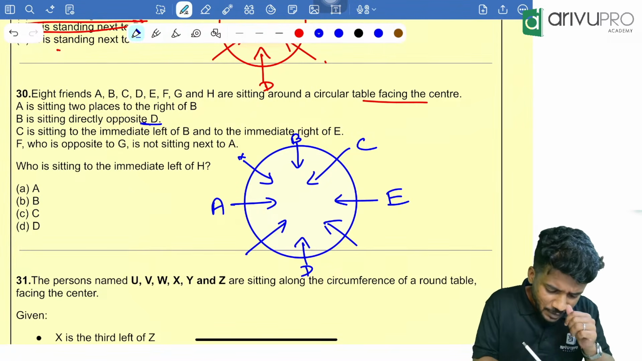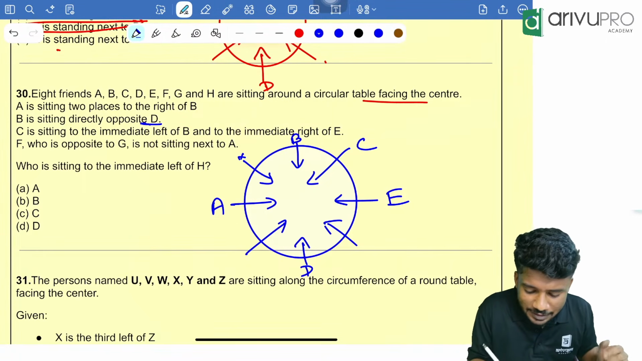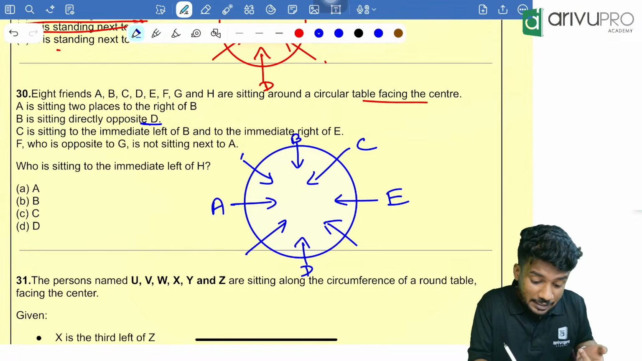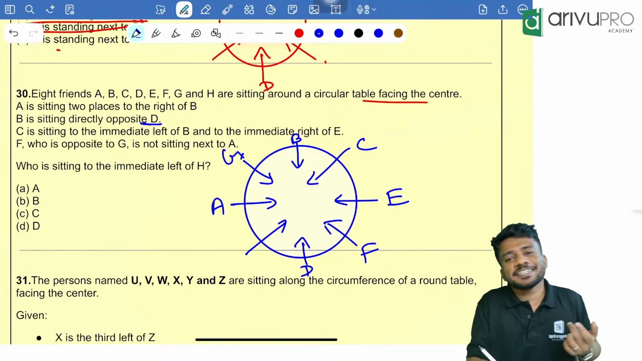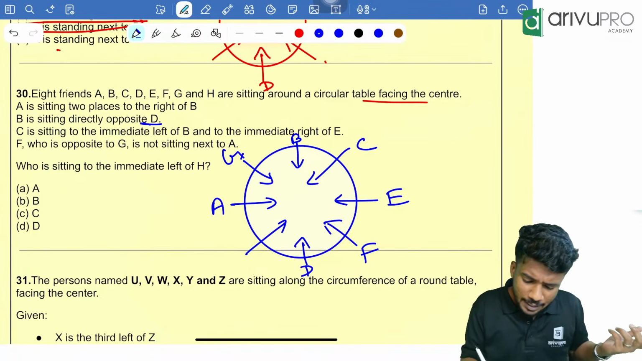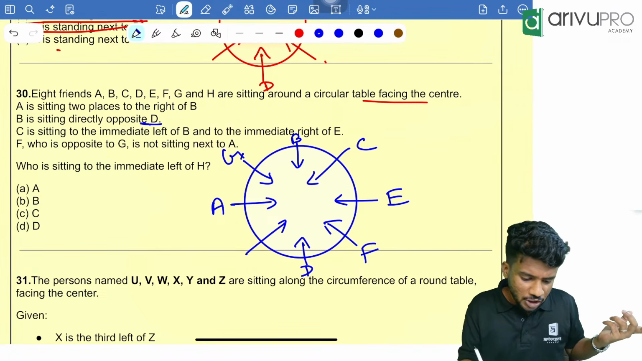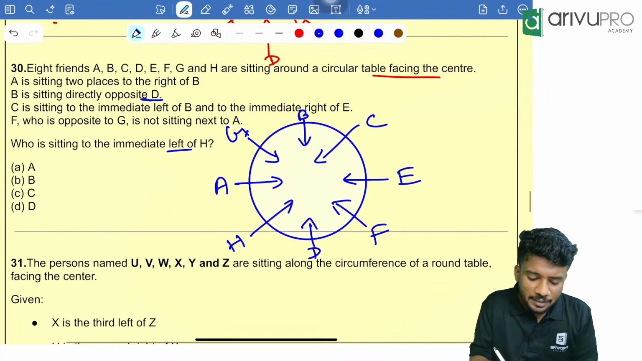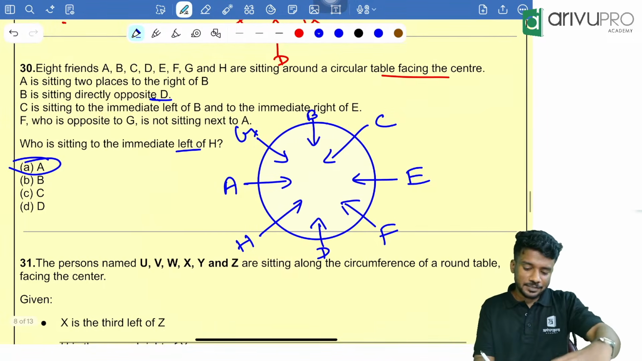Then what else is given? F, who is opposite to G, is not sitting next to A. That means F cannot sit here. F cannot sit here. Why? Because F cannot sit next to A. That means F is sitting over here and G is sitting over here. Now who is remaining? A, B, C, D, E, F, G, H. H is remaining. H is over here. Now the question is, who is sitting to the immediate left of H? Option A is the answer. A itself is the answer.